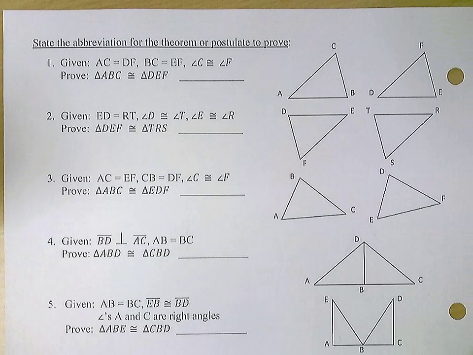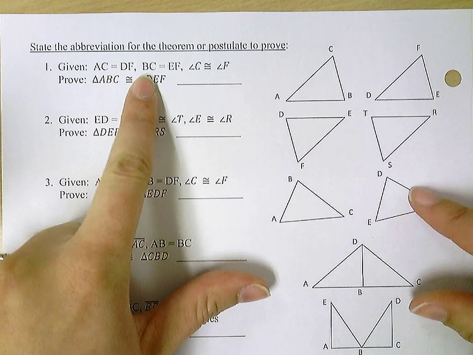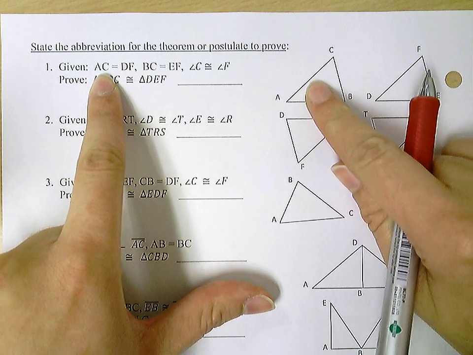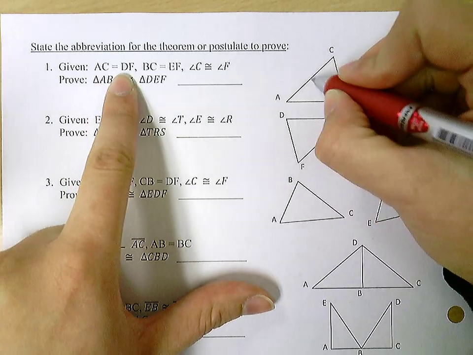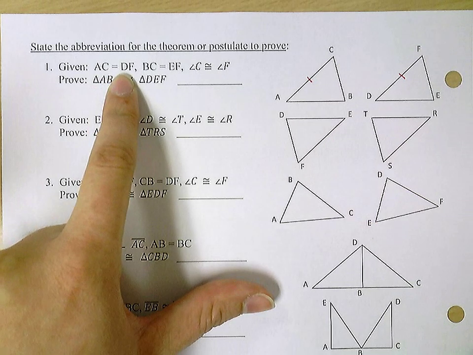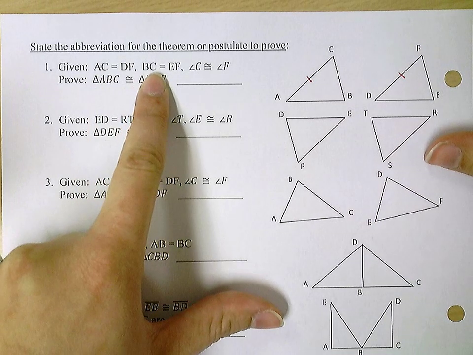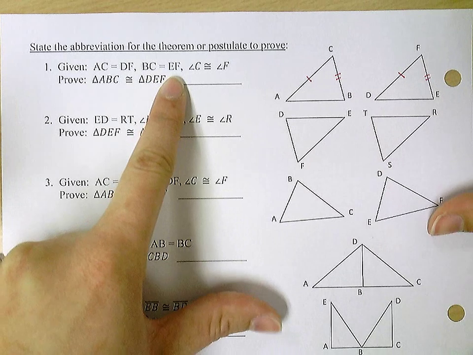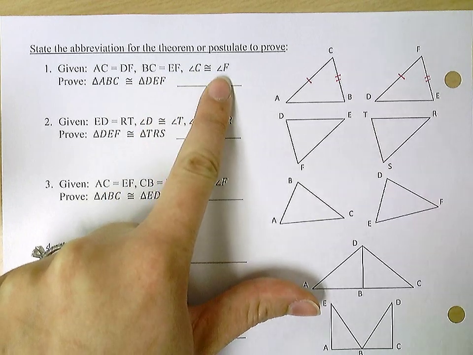All right. So on the back, we want to state the abbreviation for the theorem or postulate to prove. So to prove these triangles congruent, we're going to use what we just talked about. So side, side, side, side, angle, side, all of those. So first, what we have to do is label our triangles with the given information. So labeling our triangles here, we have AC, this side, is equal to DF. Okay, so those two sides are equal, so I'm going to label those. Okay, we also have BC is equal to EF. And angle C is congruent to angle F.